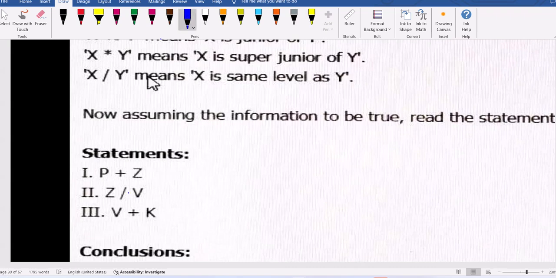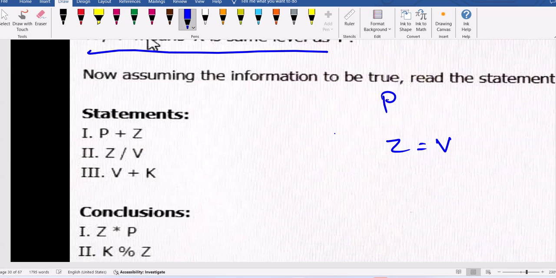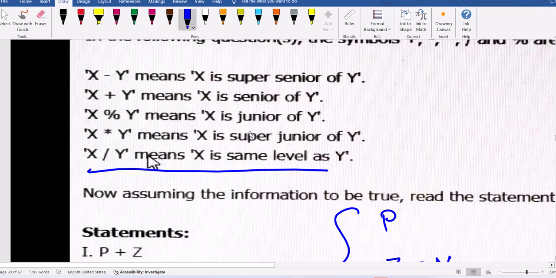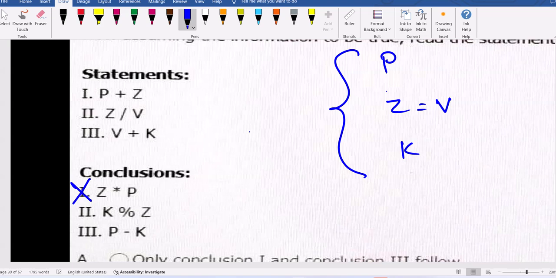P plus Z, Z by V. Z by V means same level. Z and V are at the same level. P plus Z, plus means senior, so P is senior to Z, V is senior to K, as per the statements. Now Z star P: Z is junior to P, star means junior, not super junior. Super junior means 2 gap required. K is junior to Z, one gap only. P is senior means 1 gap. V is senior to K, 1 gap.